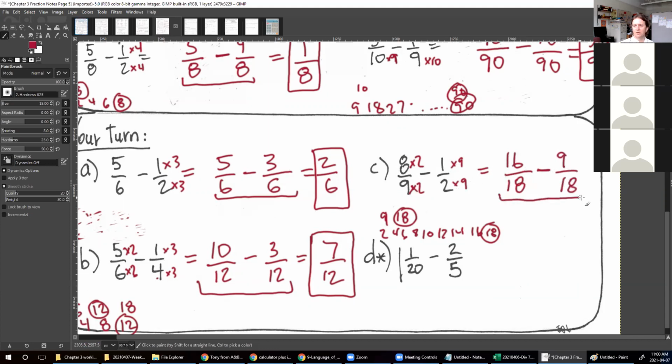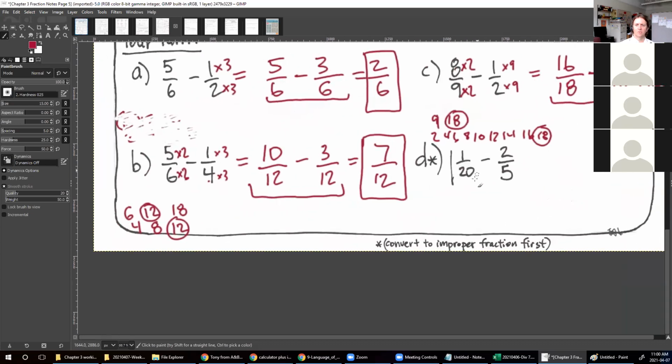Now that my denominators are the same, I can actually subtract them. So 16 minus 9 gives you 7, is it? Yeesh, my brain's having a little bit of a meltdown here. 7/18.